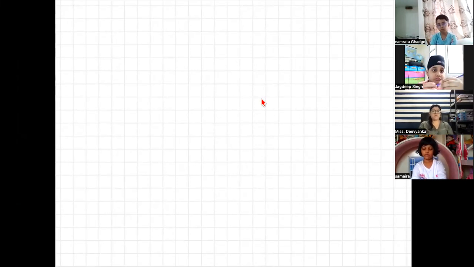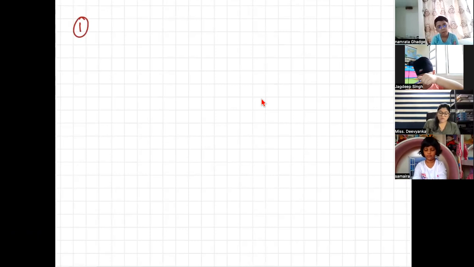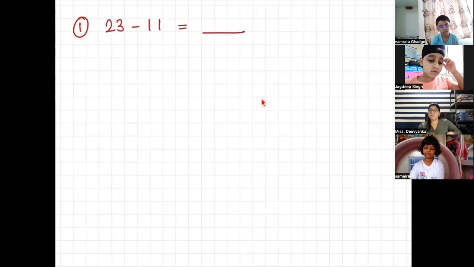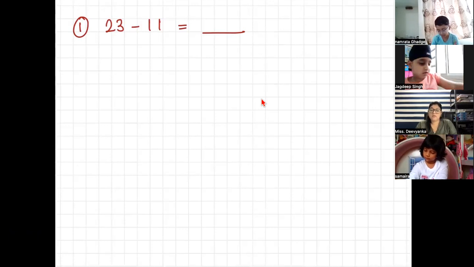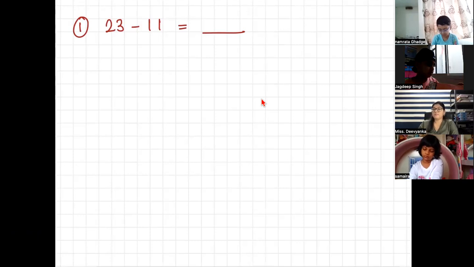Now, let's do a couple of 2-digit numbers before we move on to the question line. Now this you're going to solve in your notebook. And you have to solve it using the vertical method. So the first question is 23 minus 11. Ma'am, should we write it? Jagdeep, are you not following my instructions, darling? When I say solve it in your notebook, what does that mean? You have to write or not? Okay, ma'am, I'll write in my notebook. Follow the instructions, darling.